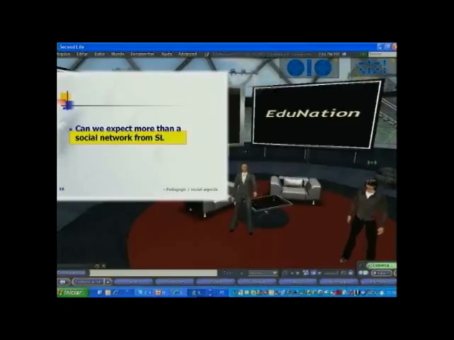Any other comment? Another in favor? Any comment? Anyone else? We should say that we can expect much more from Second Life than a social environment. But we should build that building. We teachers should build that building. Because only if we do nothing, it will remain only a social environment. So I think we have a long way to run and to build.